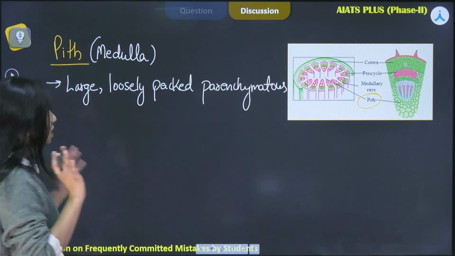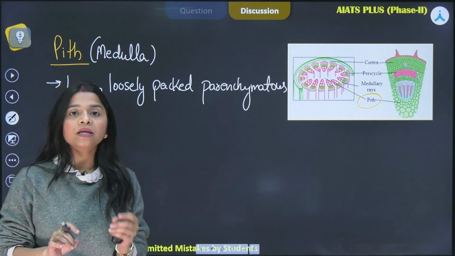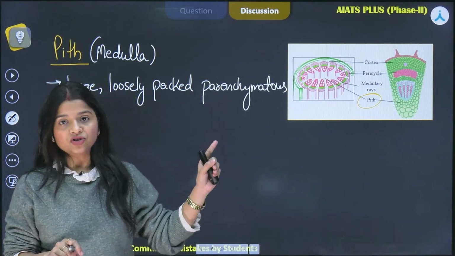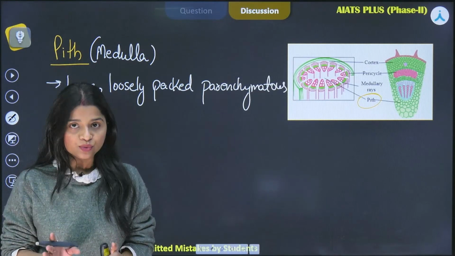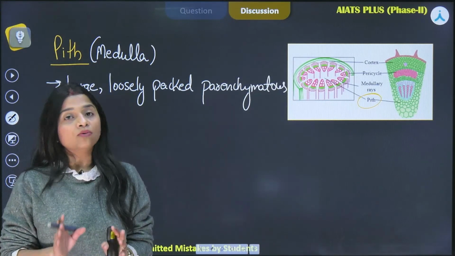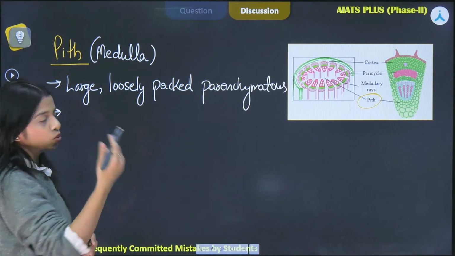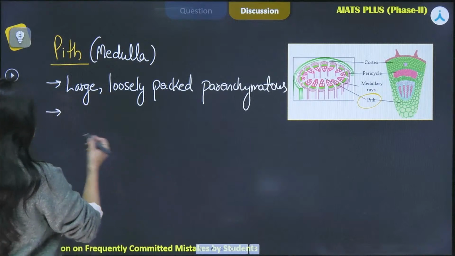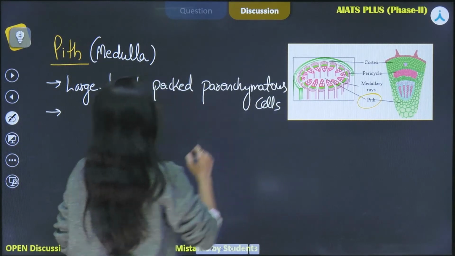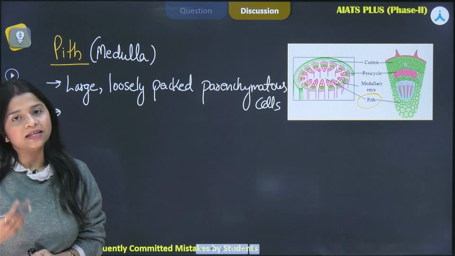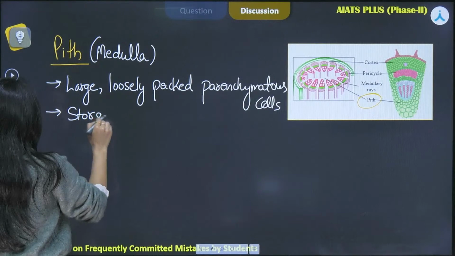So be thorough about it, be very particular about all of these structures, because when they are related to the other structures like monocot stem or monocot root or maybe leaves, you get confused. So be very particular about these characteristic features. So these are large, loosely packed, parenchymatous. What is the function of pith? It is basically performing the function of storage.